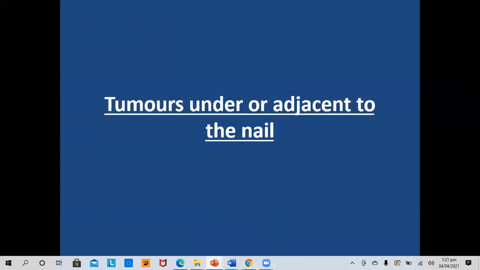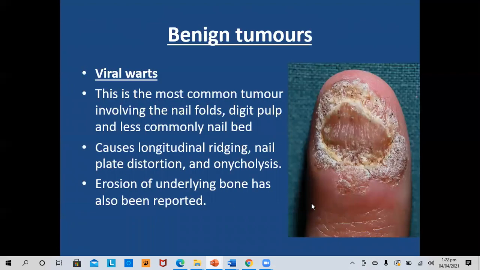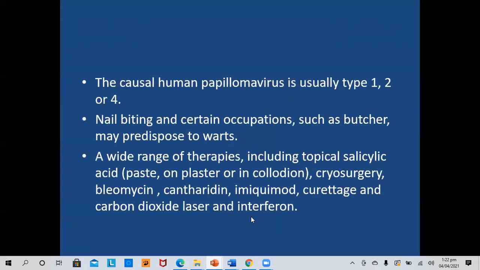Then tumors under or adjacent to the nail. The most common benign tumor affecting the nail bed is the viral wart. It involves the nail fold, pulp, and nail bed, causing longitudinal ridging on the nail plate, nail plate distortion and onycholysis. Erosion of the underlying bone has been reported.